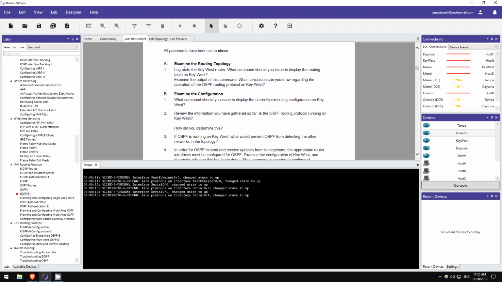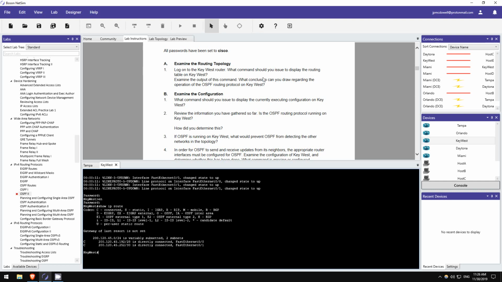Let's go down here. Examine the routing topology. So we have to log onto the Key West router. The devices are all here. I'll click Key West and console. It says all passwords have been set to Cisco. So Cisco, I'll enable again Cisco. What command should you issue to display the routing table on Key West? That would be show IP route.